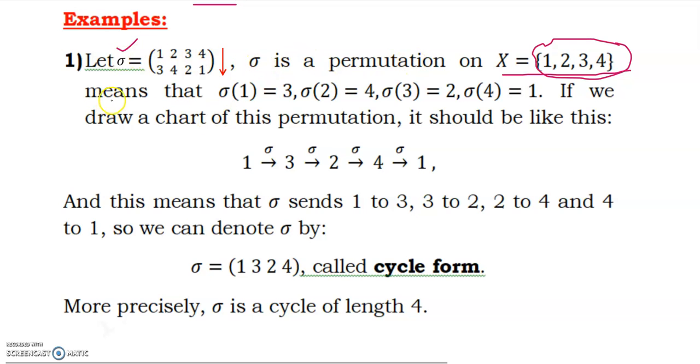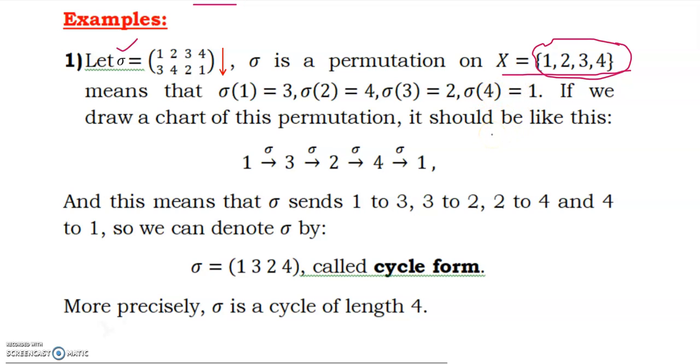Which means, sigma 1 is equal to 3, meaning 1 goes to 3, then 2 goes to 4. That's why I put an arrow. Or we can say 1 is assigned to 3, 2 assigned to 4, 3 assigned to 2, 4 assigned to 1. That's why they write sigma 1 is equal to 3, which means the element 1 is assigned to 3. In a similar way, we can say sigma 4 is equal to 1.